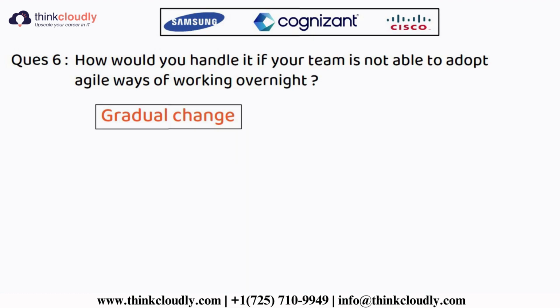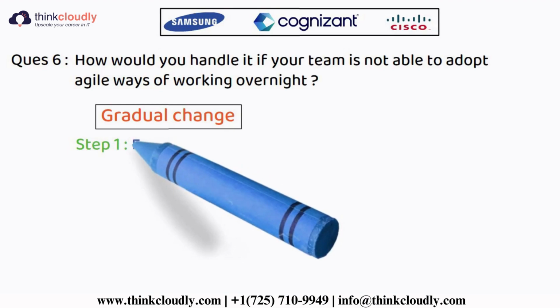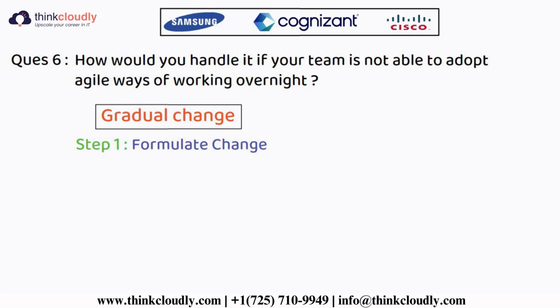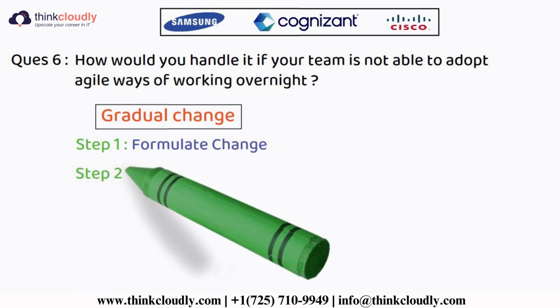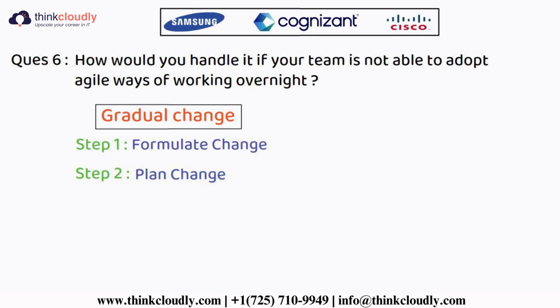Let's say if you want to bring a change in your team, step 1 would be formulate the change. Let people know what the change is and what benefits they will get after this change. Step 2, plan the change. You have to plan in your mind how you are going to gradually introduce the change in your team. Being a project manager, in agile it would be a scrum master. So being a scrum master, you have to plan the change.